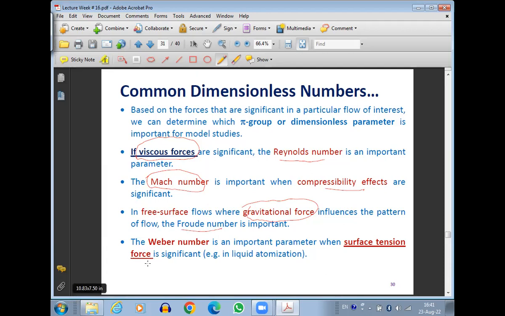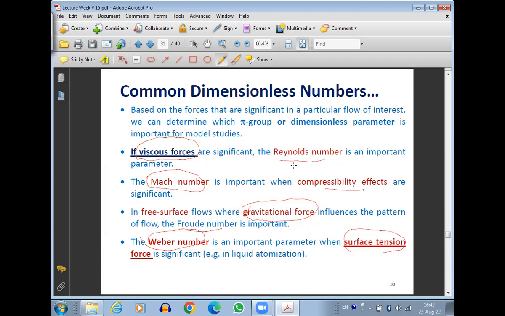Then, for example, if you have cases where surface tension is very important, like in liquid atomization. Okay, so you're spraying the liquid and the liquid is atomized. Surface tension becomes quite significant in those kinds of fluid flow problems. So then the Weber number will be very important. So which number is important for what kind of case? This is something which is important for you to memorize from the short questions point of view.